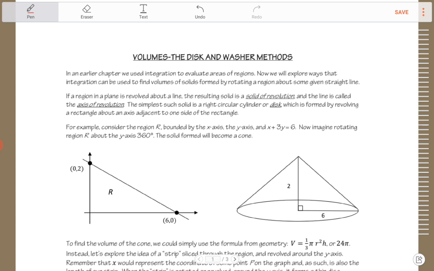In this lesson, we will be finding volumes of solids through rotation. Recall that when we find volume, we think about finding the 3D space of a 2D figure. In this case, the 3D space is created through a revolution.